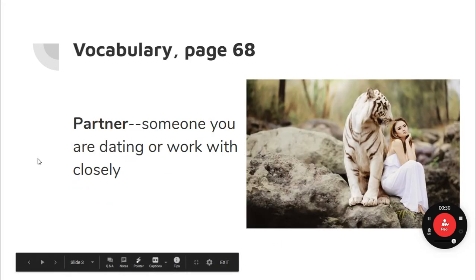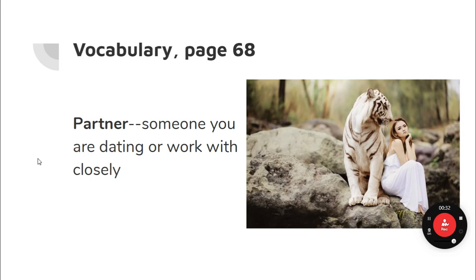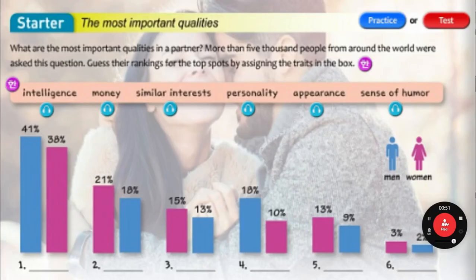Partner. Someone you're dating or working with closely. This woman apparently trains Bengal tigers, so that's her Bengal tiger partner. Bengal tiger is a white tiger as opposed to a gold one. Sorry, white tiger. Bengal tigers are gold and white tigers are white. Sorry about that.